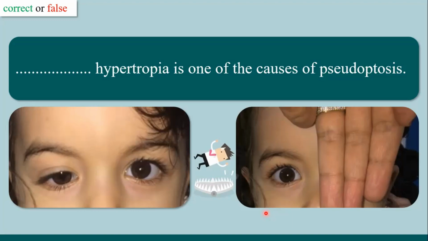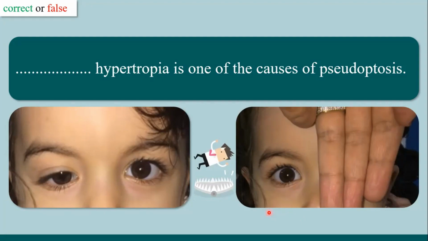Ipsilateral. Yeah, exactly. If you remember when we talked about the causes of pseudotosis, we classified them into ipsilateral and contralateral. In order to make a full sentence, you have to say ipsilateral hypotropia is one of the causes of pseudotosis, as shown in this photo.